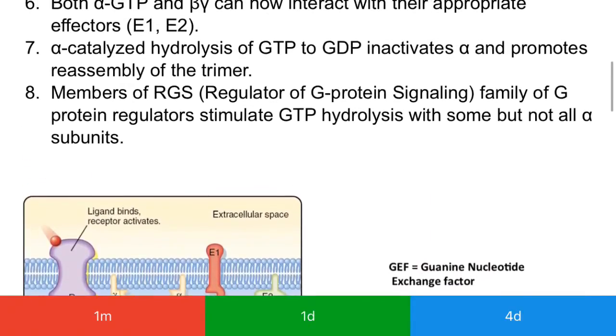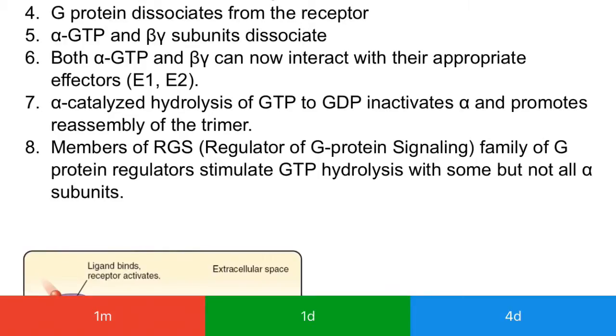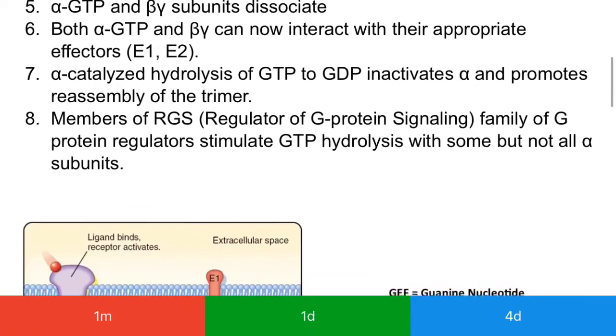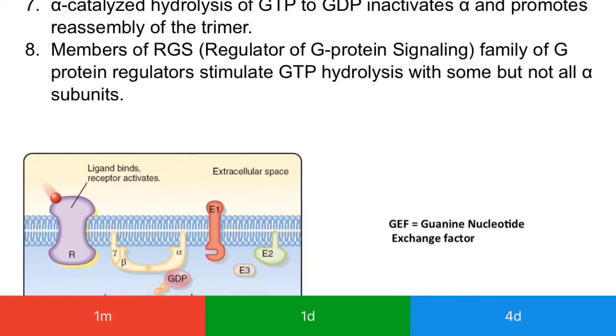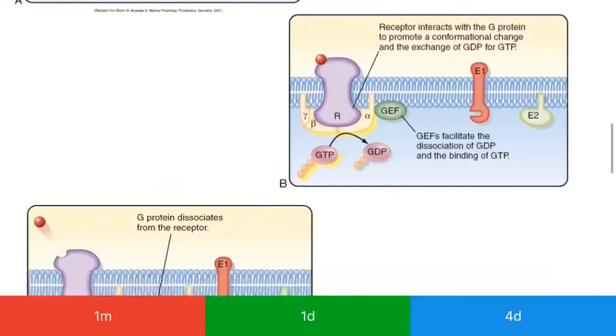Alpha catalyzes the hydrolysis of GTP to GDP again. Oh, right, this one stays on. Inactivates alpha and promotes reassembly of the trimer. Cool. Okay, cool. So that tells me that happens. That's actually really useful.